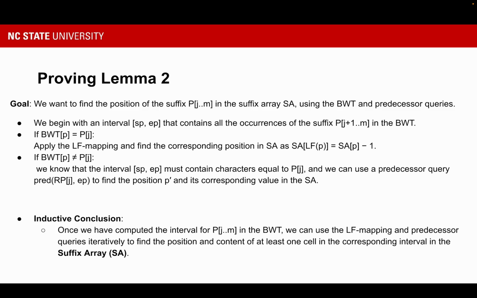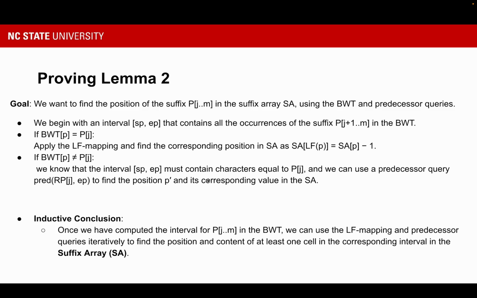Now we come across two scenarios here. At this stage we're checking the BWT at position p. If BWT of p is equal to P of j, we apply LF mapping to get the previous position in the next iteration. So if this specific character is matching, we proceed with our retrieval and we apply LF mapping to move one step back.